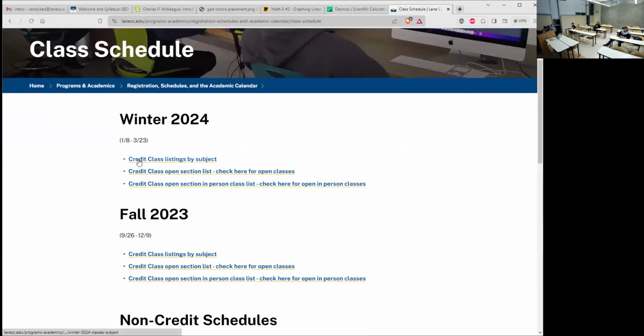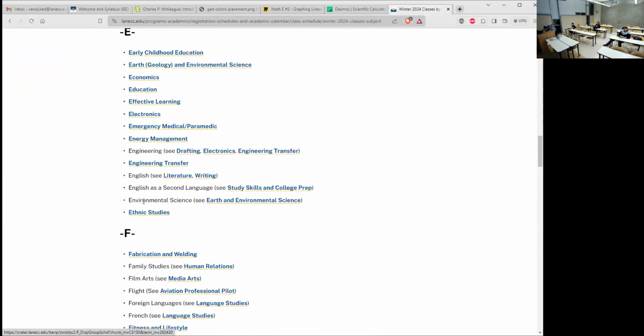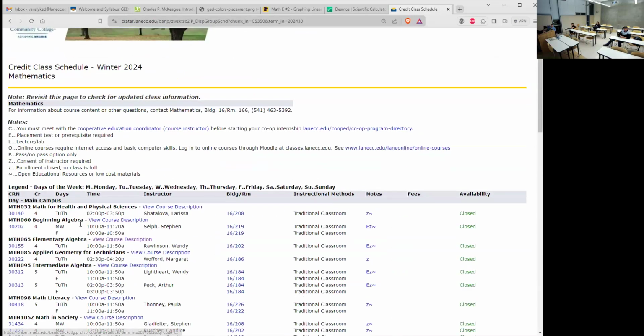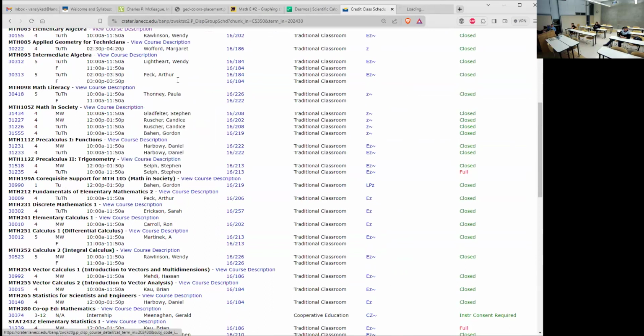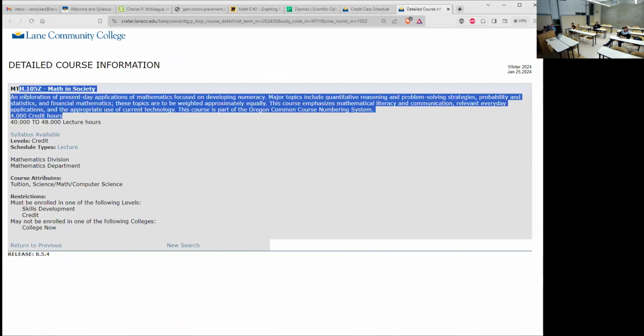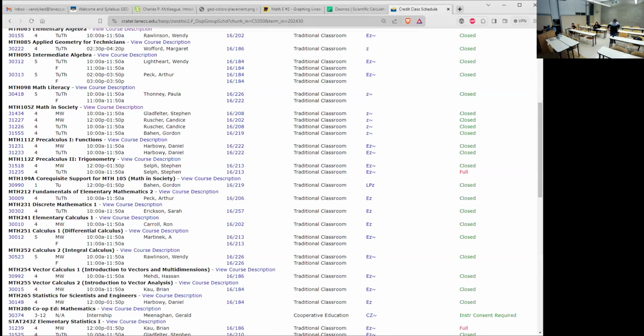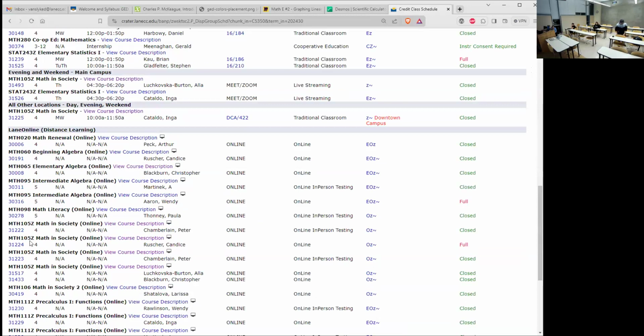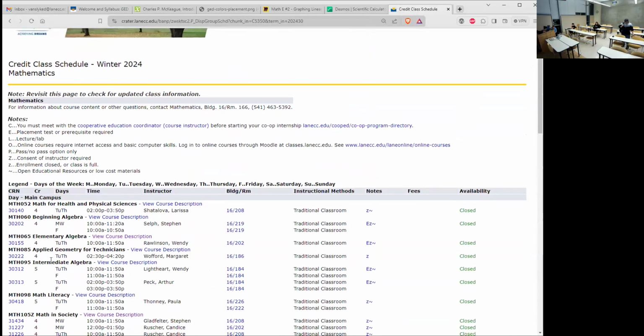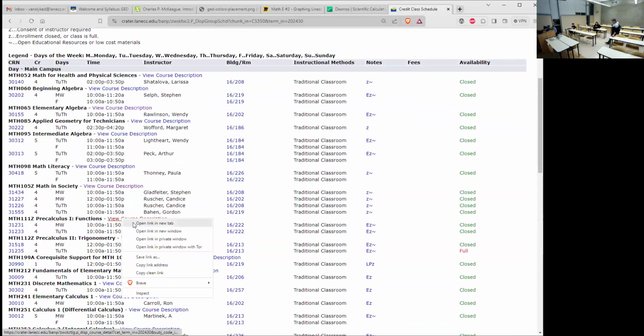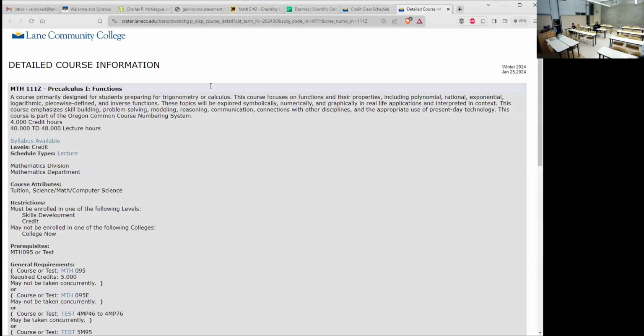So if I go to class listings by subject, and we're talking about math, then I can say, aha, here is 105. What is 105? There's the list of everything: problem solving strategies, some probability and statistics, financial math. Is there a 105 something else? No, they are all Z this term. And then what's 111? I could click on that one. Here we go. Functions: polynomial, rational, exponential, logarithmic, piecewise defined, and inverse functions. Well, that's good to know.